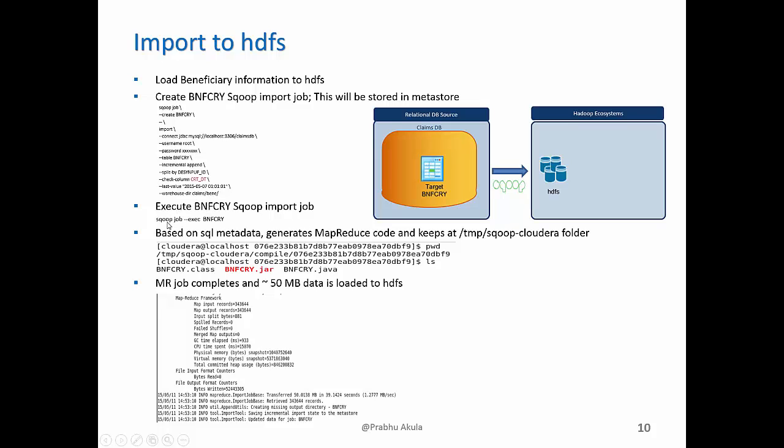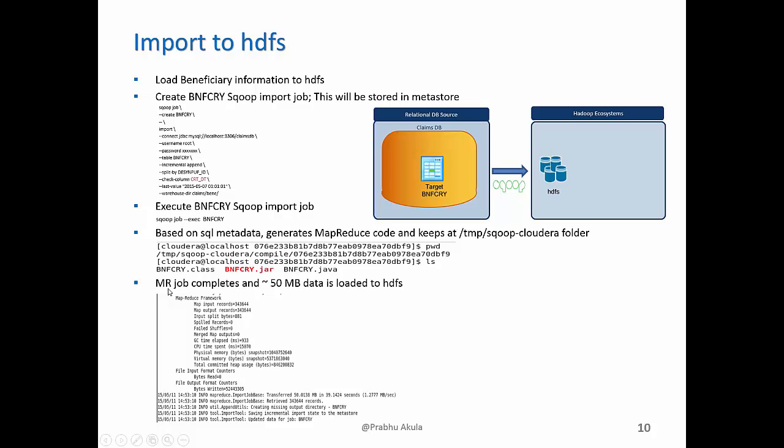Here I'm specifying the command sqoop job execute beneficiary. The first step, what it's going to do is read by reading database catalog tables. It's going to generate MapReduce Java code. As we see here, it's created the class files, jar files, and the .java file, and this is kept under the temp Sqoop Cloudera directory.